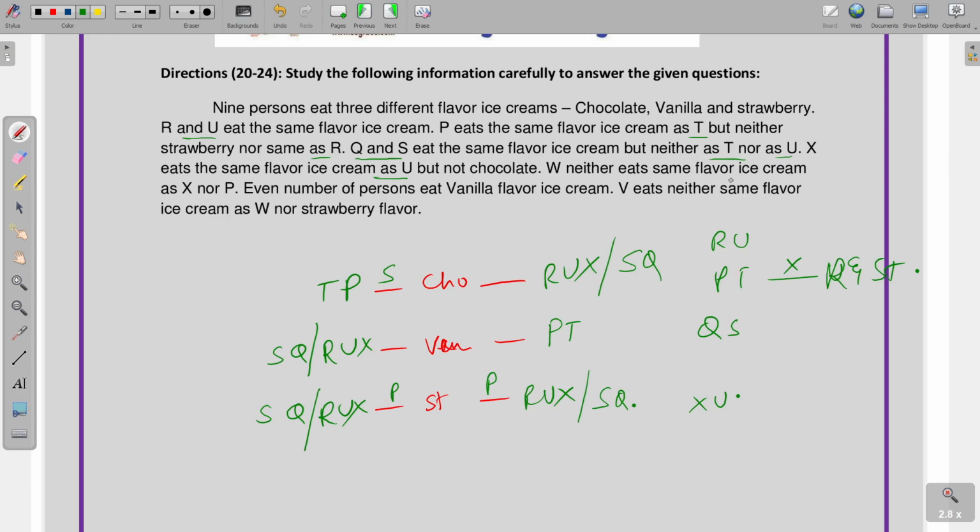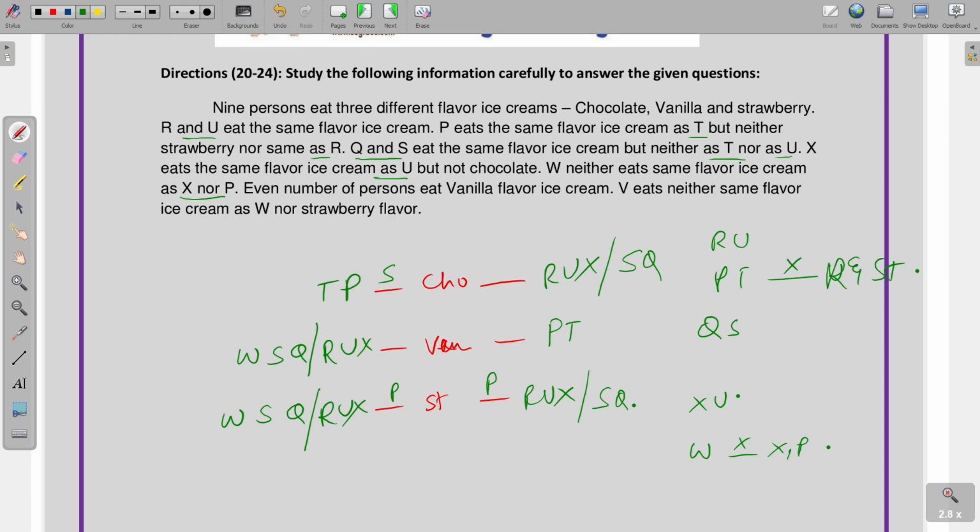W neither eats the same flavor ice cream as X nor P. So W is not with X and P. So W is with S, Q, and also W with either S, Q. Here P is there, so W cannot come here.